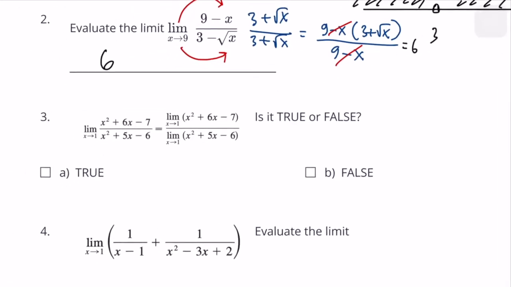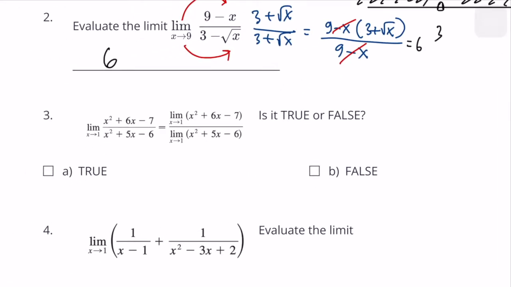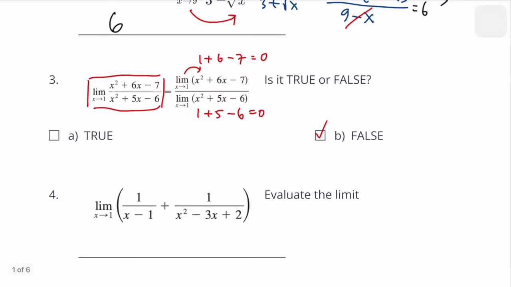And then the third question, is the statement true or false? Look at this limit. This can be true if we check first each limit. So we check 1 here, 1 plus 6 minus 7 is 0. 1 plus 5 minus 6 is also 0. So it's 0 over 0, so it should not be true. So we are answering false.